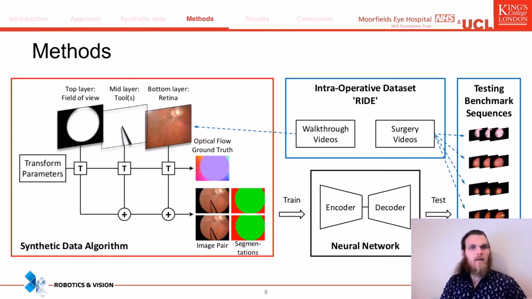So here's an overview of our methods. We have an internal dataset that I mentioned before, RIDE. We use some material from there for our synthetic data algorithm to create the synthetic data, which again consists of image pairs, segmentation pairs, and optical flow ground truth. This purely synthetic data is used to train the neural network with the usual encoder-decoder structure, which is then tested exclusively on real data. Testing benchmark sequences were taken from real surgery videos recorded at Moorfields Hospital during a variety of vitreoretinal surgery procedures.